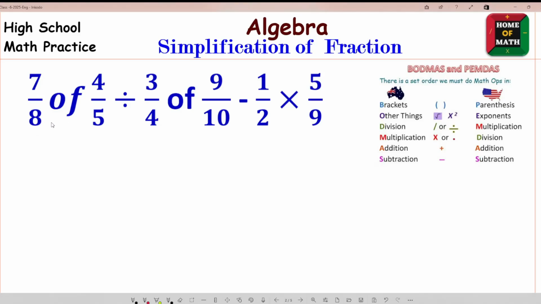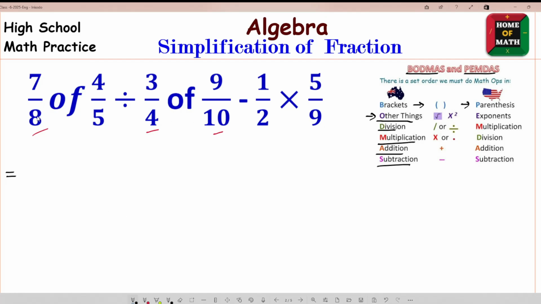7/8 of 4/5 divided by 3/4 of 9/10 minus 1/2 times 5/9. As per BIDMAS or PEMDAS, we first do bracket or parenthesis work, then other things, and division and multiplication we do left to right, and also addition and subtraction left to right. Here, "of" is under other things.